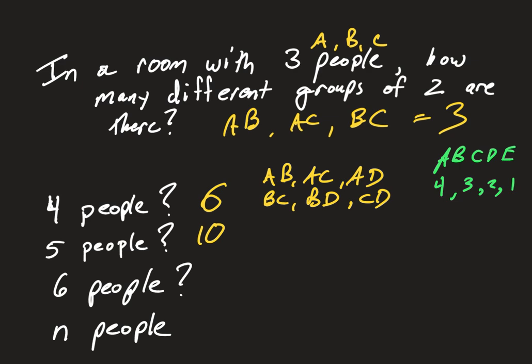So then lastly, for six people, what was the number? 15. 15. Do we see a pattern developing anywhere in this process?